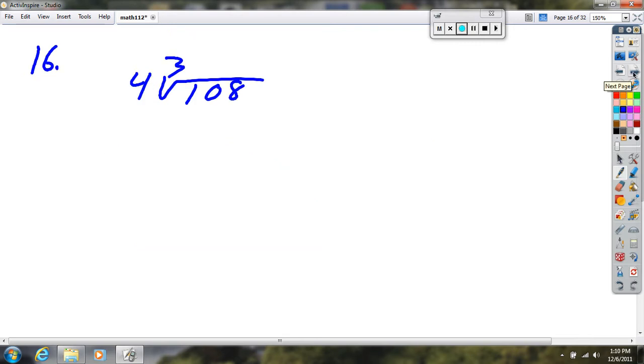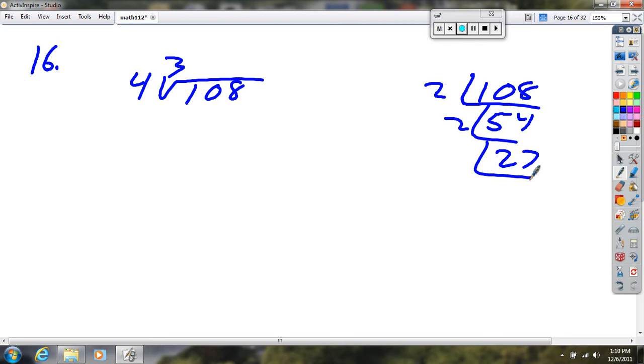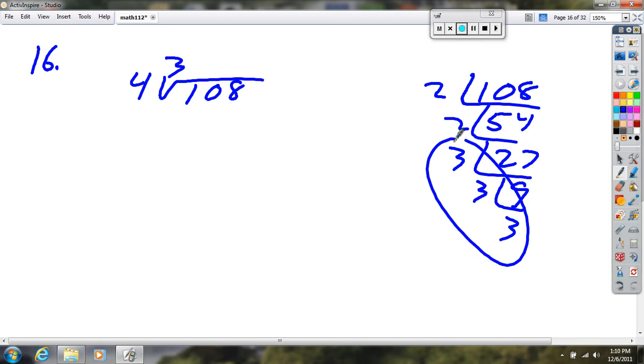And another one, cubed also, 108. All right, what goes into 108? 2 does. Goes in 54 times. 2 goes into 54, 27 times. 3 goes into 27 9 times, and 3 goes into 3 times. There is a pair.